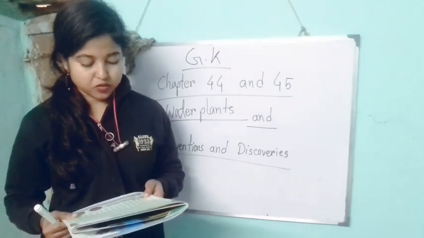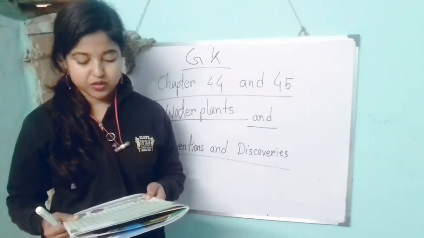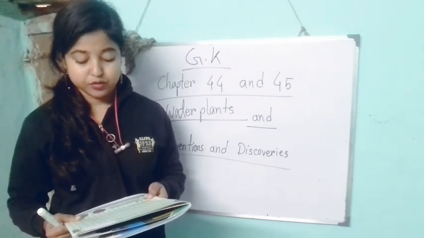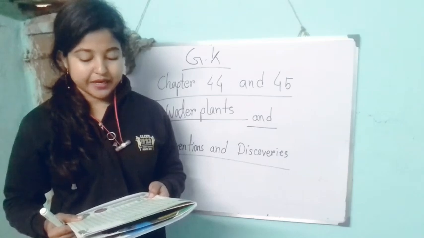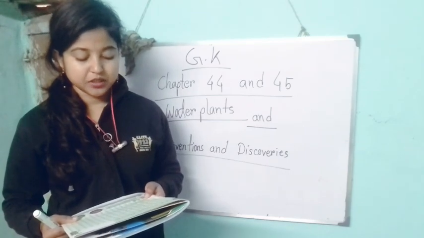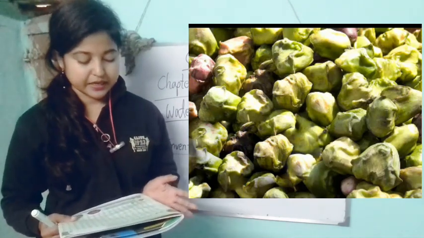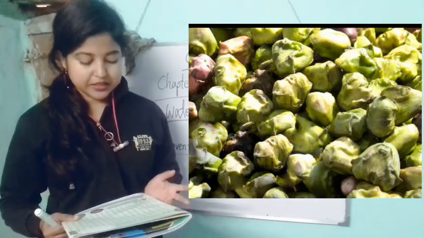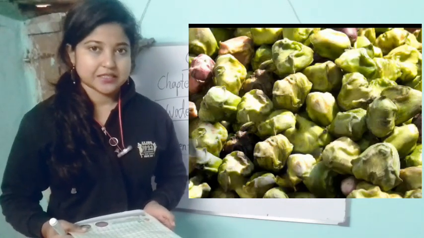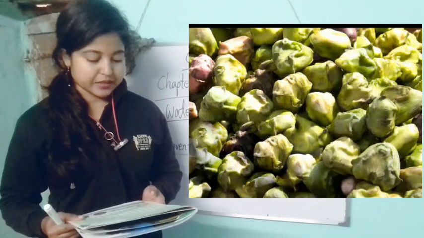Number 9, this water plant has white flowers and nut-like edible fruits with typically 4 sharp barbed spines. You have eaten this in summer season many times. You can see that in the market also. This is called water chestnut. You can see the image here. You have eaten this.